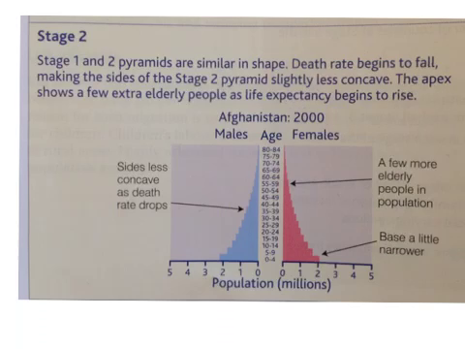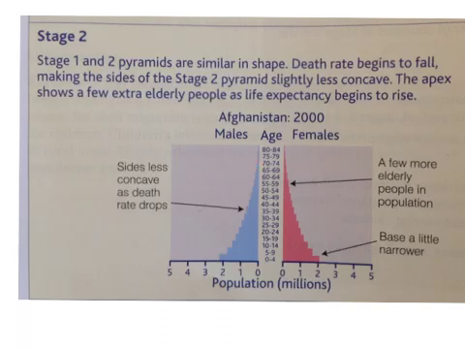This pyramid is at stage 2 of the demographic transition model, and as you can see, it's similar in shape to stage 1. The death rate begins to fall, making the sides of the stage 2 pyramid slightly less concave, so you can see it's slightly straighter here. Concave is where it kind of goes in. The apex shows a few extra elderly people as life expectancy begins to rise. So this little bit at the top here is slightly thicker than stage 1, but very similar.